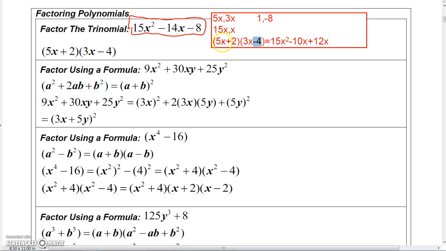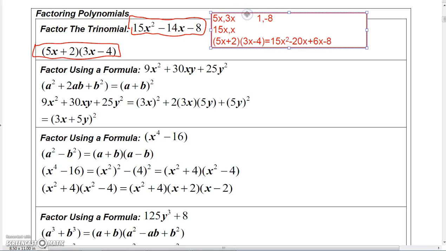So now, 5x times 3x, just like it was before, is 15x squared. 5x times minus 4, that's going to be minus 20x. Okay, and then 2 times 3x, that's plus 6x. And let's see, what's minus 20x plus 6x? I believe we got it. That's going to be minus 14x, and then of course 2 times -4 is going to be minus 8. So that's how I came up with the factors, just trial and error. And so I got the answer 5x plus 2 times 3x minus 4.